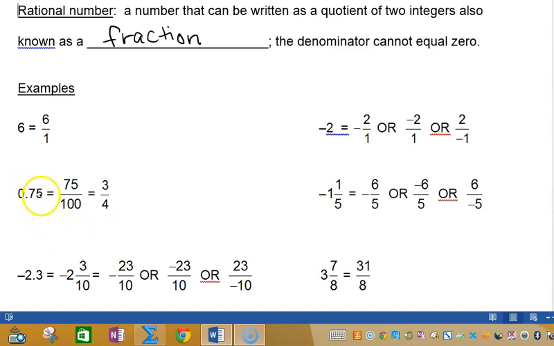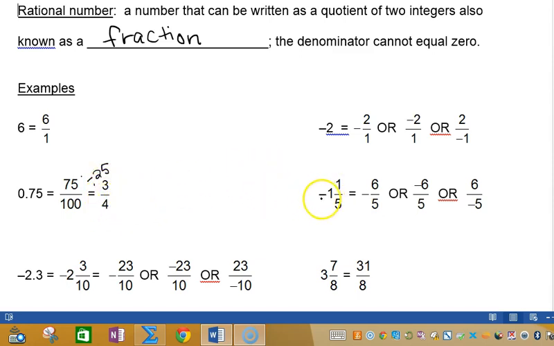0 and 75/100ths. Right now this is a decimal, but we can write it as a fraction, 75/100ths, and then we can simplify that fraction by dividing by 25, so it would be 3/4. It's a rational number because it's a quotient of two integers.